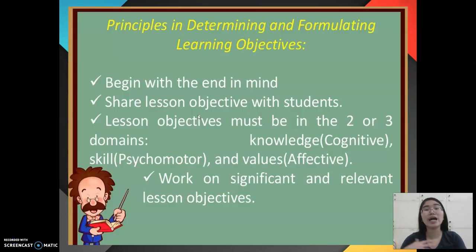Of course, in making or crafting lesson objectives, there are principles that are used as a guide in this specific activity, planning instruction. So, principles in determining and formulating lesson learning objectives. First, we need to begin with the end in mind. So, before you enter a class, you have a vision. At the end of my class session, what is expected of the students? They should be able to define, create something, to produce something at the end of the class. So there should be target, measurable, specific objectives or actions that are concrete evidence of learning.